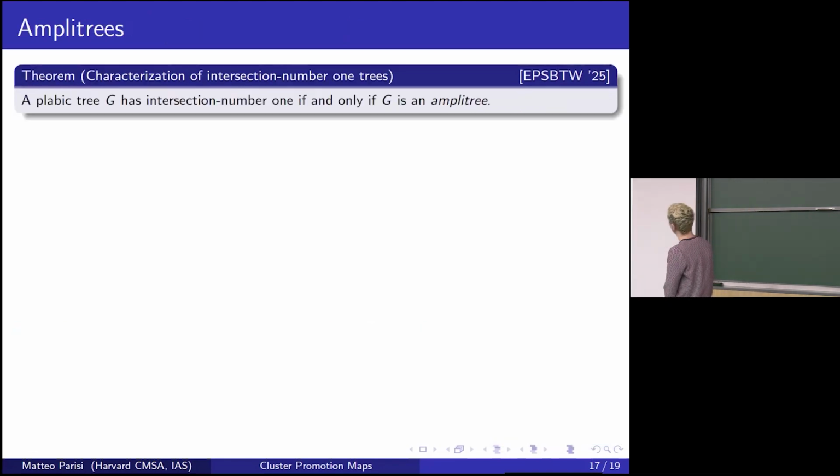Okay, I have a few minutes left. I wanted to mention that this is very quick. In general, there is no known combinatorial classification of all intersection number 1 cells. There is an algorithm to compute it, but there is no nice combinatorial criterion.